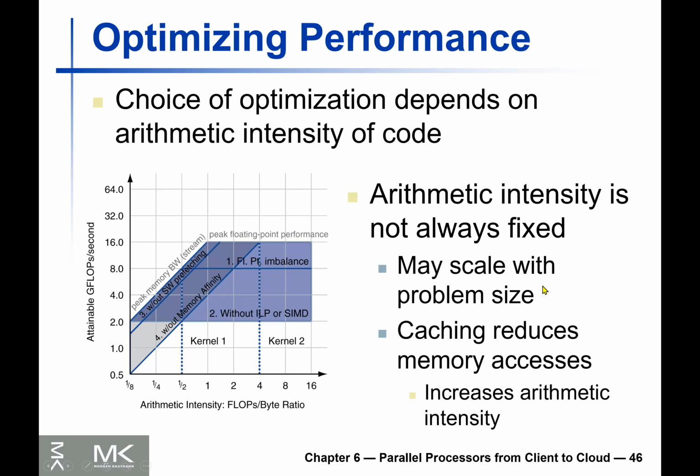We saw the problem size, as we started in the beginning of this lecture, whether it is proportional to the number of processes or not, whether we have weak speedup or not, weak scaling or strong scaling. Okay, caching reduces memory accesses. It increases arithmetic intensity.